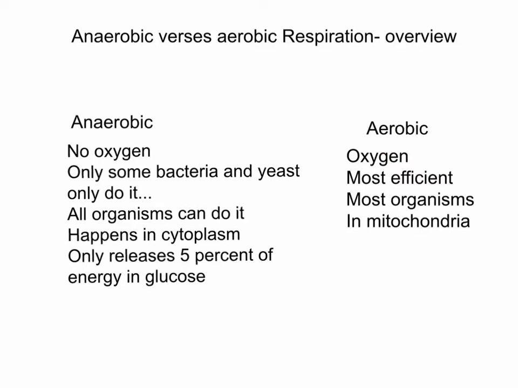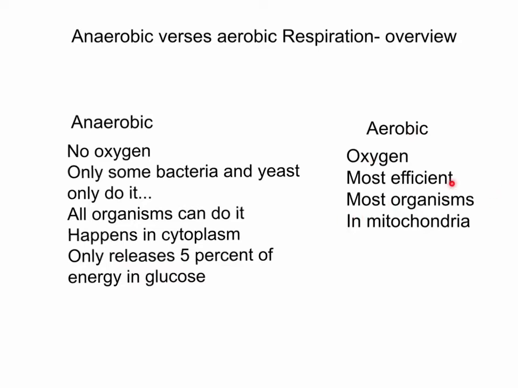Okay, and basically, aerobic is much more efficient. You get many more ATP out of that glucose if you do aerobic. You get like 55 to 65% of the original energy in glucose if you do aerobic, versus anaerobic, you only get 5%. So this is much more efficient.